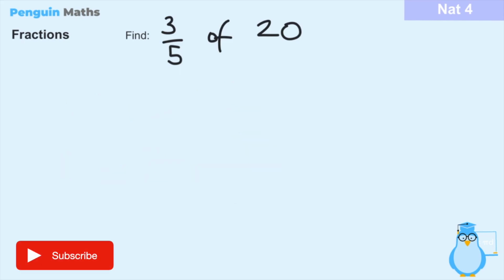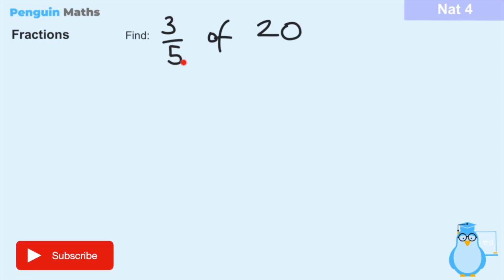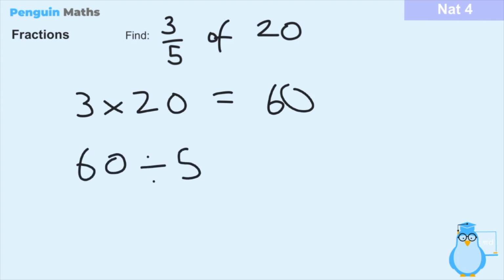And it didn't have to be in that order specifically. We could have started by multiplying it by the top number and then dividing by the bottom number, just like this. So we have 3 multiplied by 20 gives us an answer of 60. And then if we do 60 divided by 5, that also gives us an answer of 12.